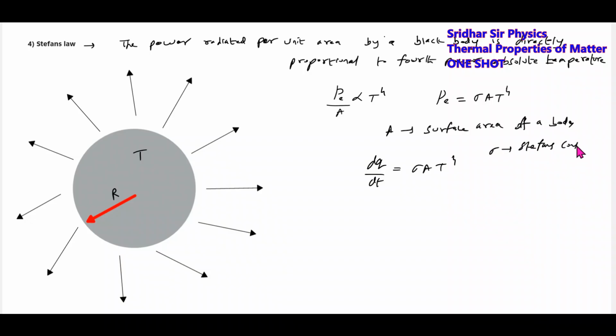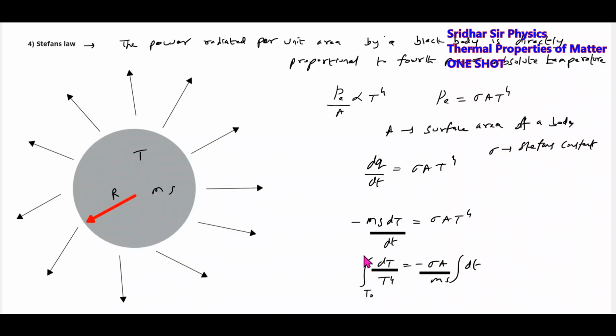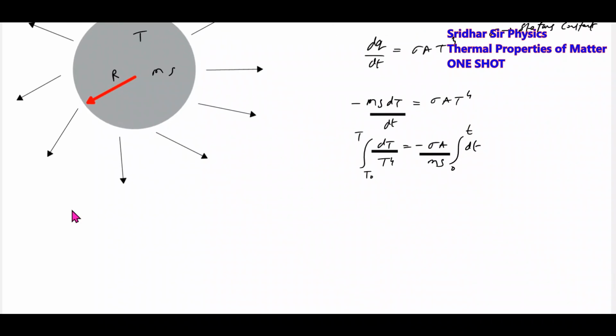In the exam, they will give this value, you only need to remember the law. For dQ, we have mass times specific heat times dT, m s dT. As the body loses heat, there is a negative sign, so the body will cool down. So this becomes dT over T to the power of 4 equals minus sigma A over m s dt, integrating the temperature from T0 to T. Like this, you can calculate the time taken for the body to cool down. This is a very important equation.